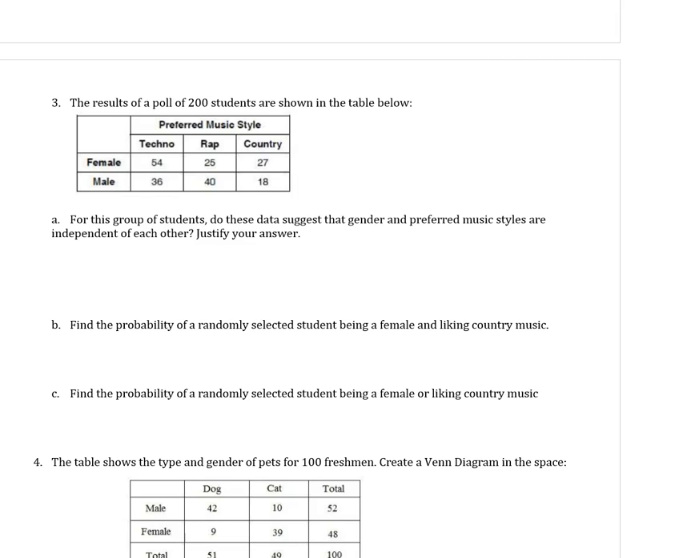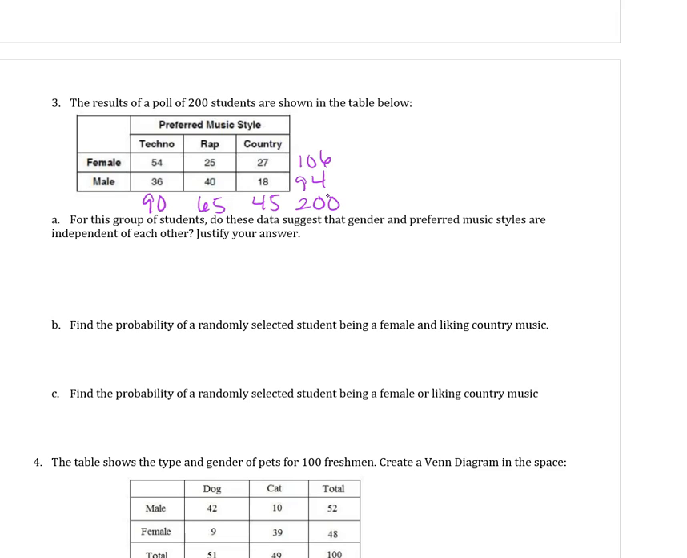The results of a poll of 200 students are shown in the table. For this group of students, do the data suggest that gender and preferred music styles are independent of one another? Justify your answer. Okay, so first let's just figure out some of the totals here. 54 plus 36 is 90, 25 and 40 is 65, 27 and 18 is 45, and then going across, this is 106, across, 94, and everything will then add to 200.